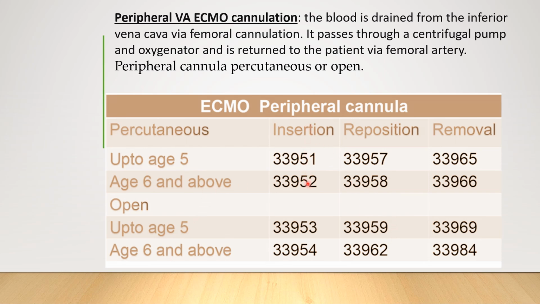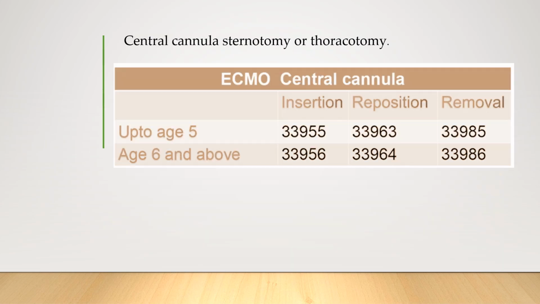And I made a quick chart. These are the codes for the insertion, reposition, and removal, and this is for the peripheral cannula. Okay, because we use the central. So these are the codes for the central cannulation. Again, you have the codes for the insertion, reposition, and removal. And the code differs depending upon the age of the patient.